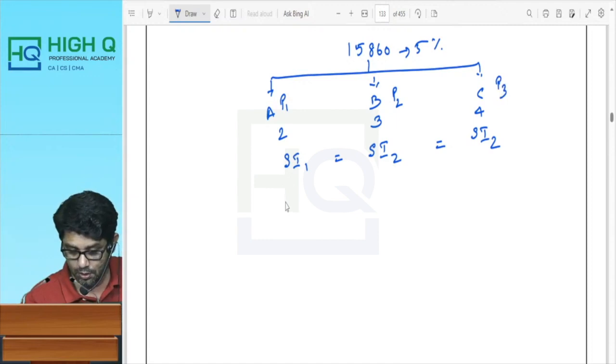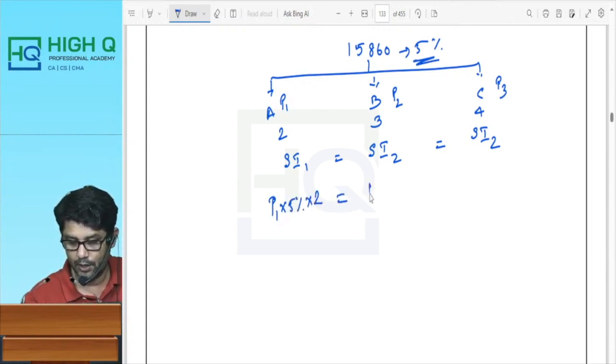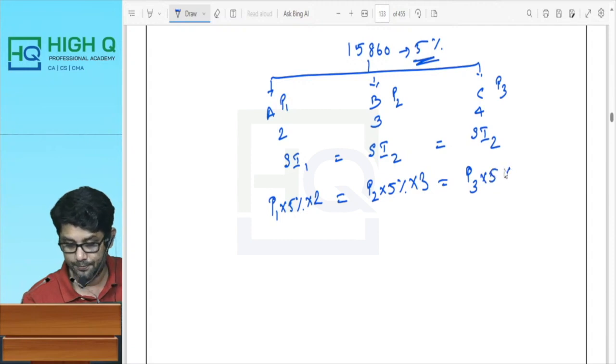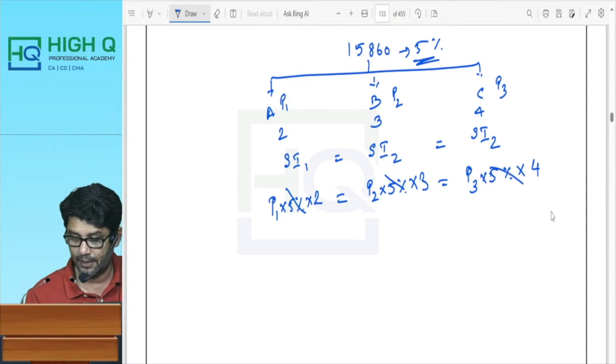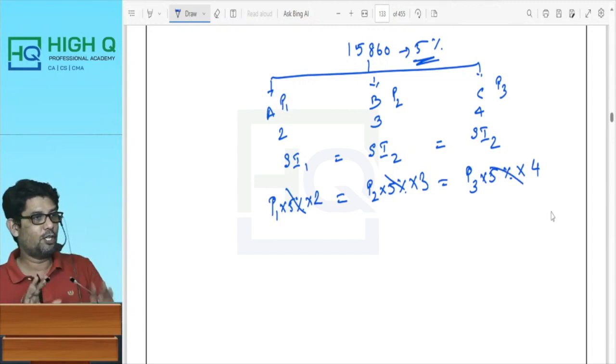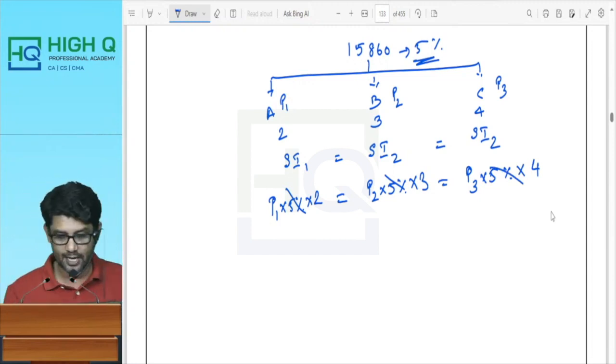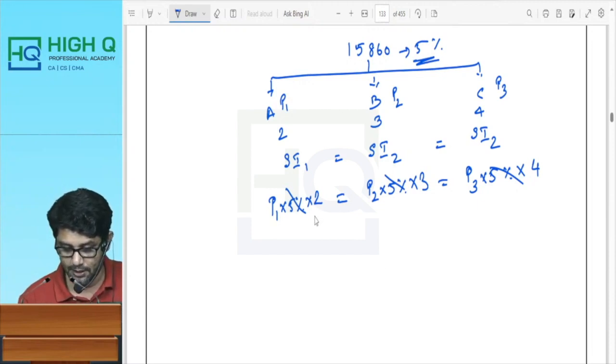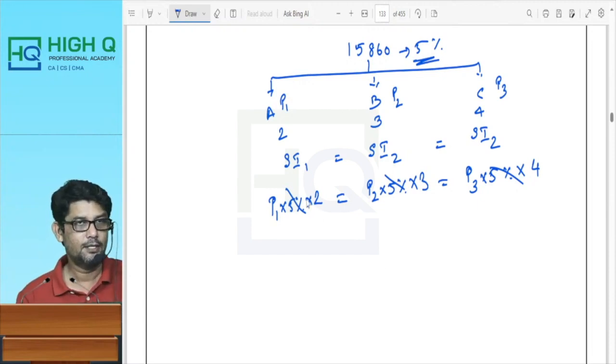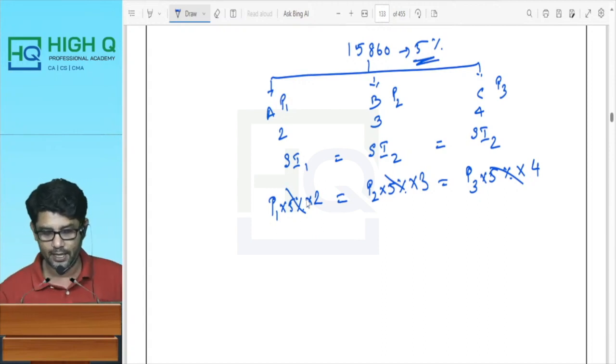So what we are doing is P1 into R 5% into 2 years is equal to P2 into R into 3 years, equal to P3 into R into 4 years. Now 5%, 5%, 5% get cancelled. They ask you to find out only the ratio. How much, they are not asking. Now look at this. If you want to do it in one line, what should be done? I'll tell you.